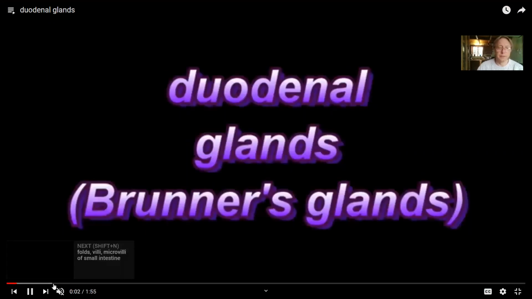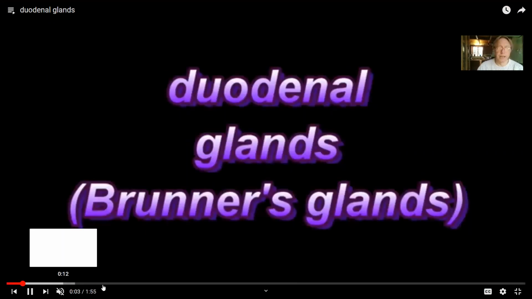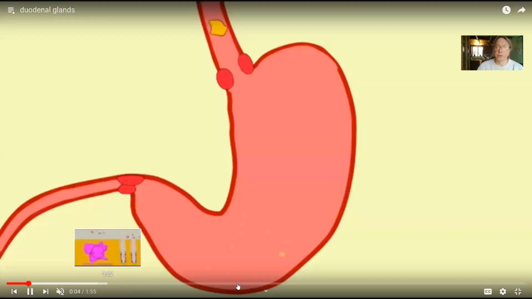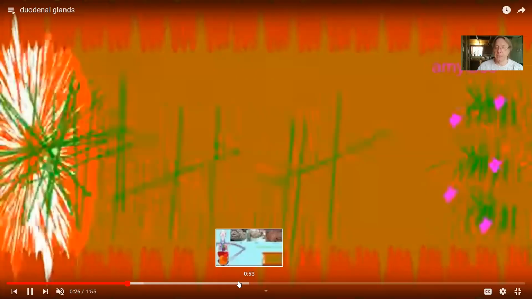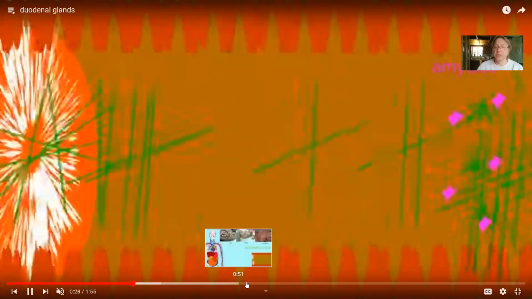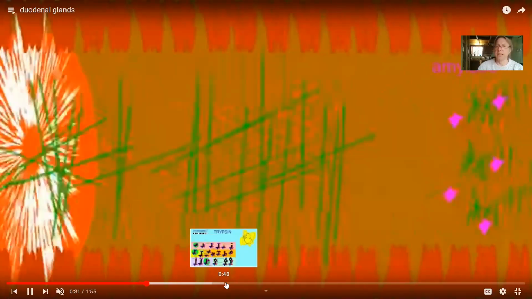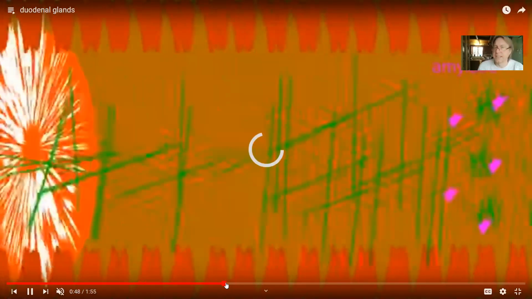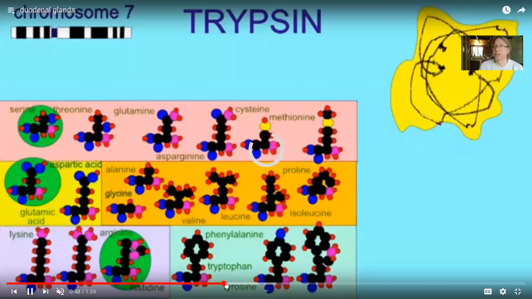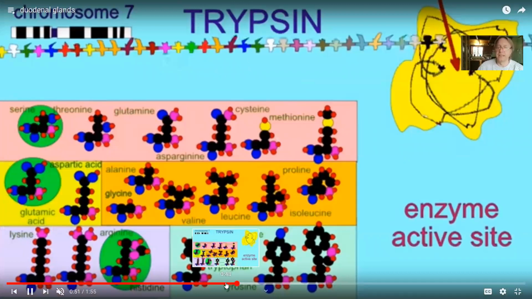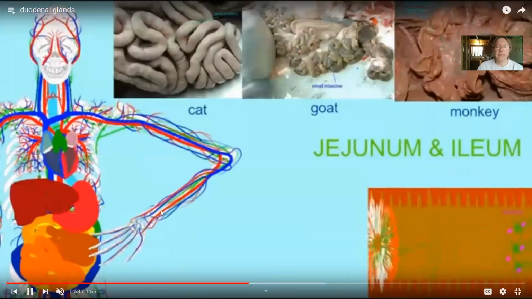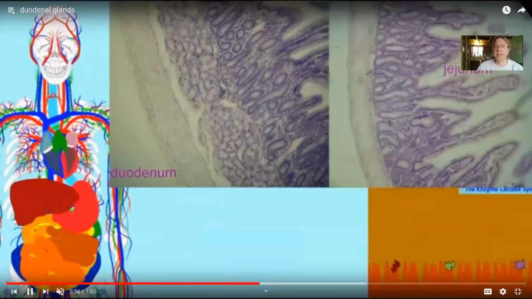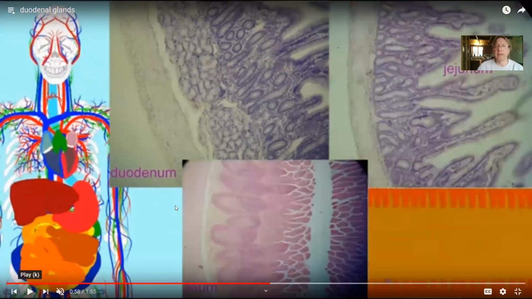Right? So here we have the duodenal glands, Brunner's glands. Once again, they have to neutralize the stomach's acid, because while the enzymes of the stomach, like pepsin, need to work in an acidic medium, the stomach acid would then denature enzymes like trypsin, which are working in the small intestine. So while the stomach needs to be acidic, the small intestine is basic and needs to be thus.